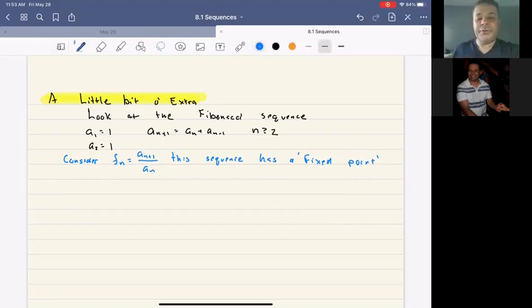Okay, so what is a fixed point? A fixed point is a point such that f of x equals x. Really, in this case, what we're doing is we're just going to say that it does converge to a point. It does converge.